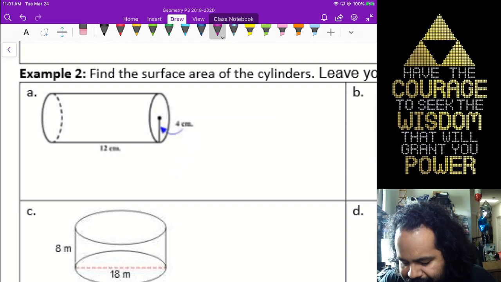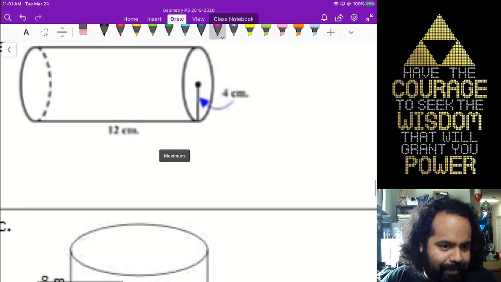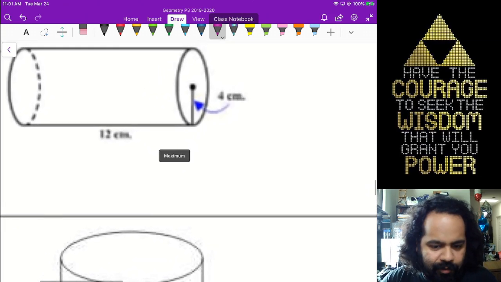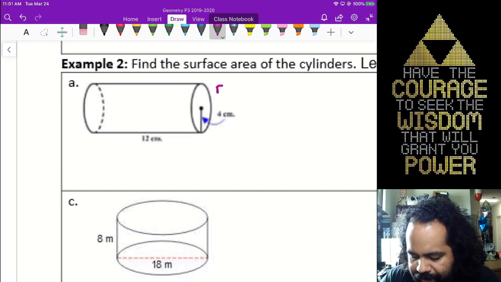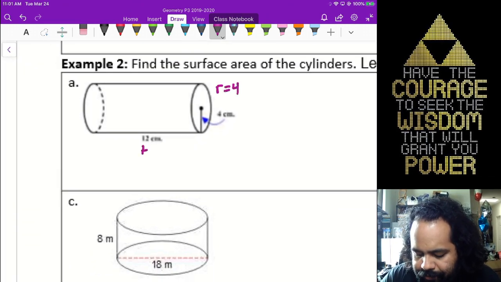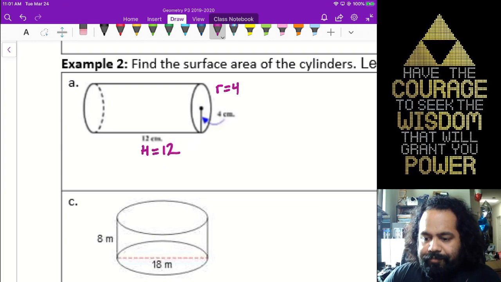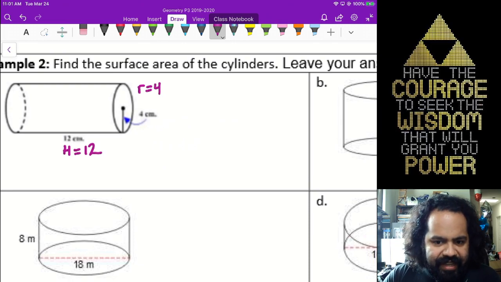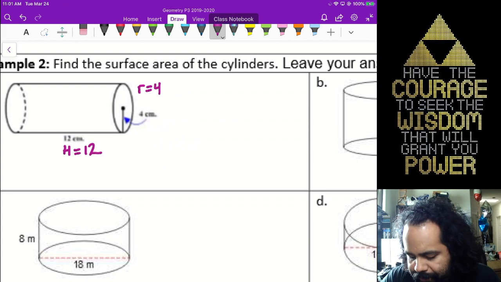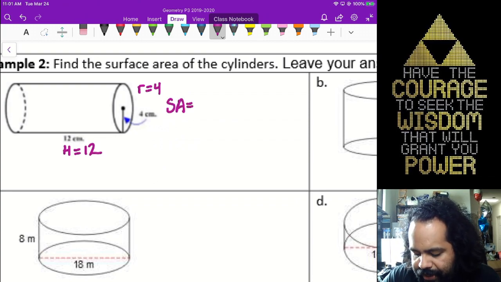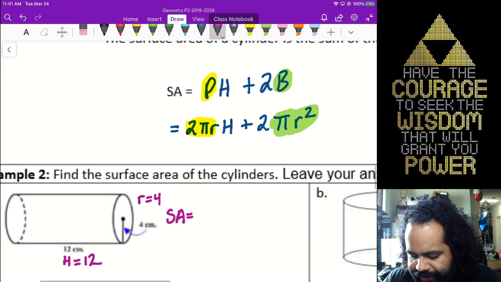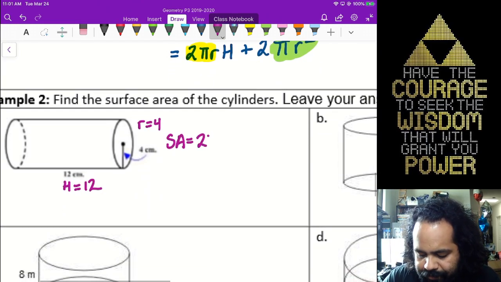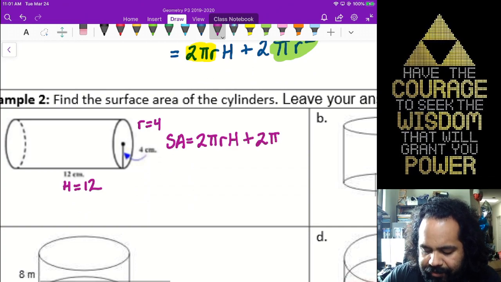Alright. So it's a little hard to read, and I apologize, but that's 4 centimeters right there, and that's 12 centimeters. So my radius is equal to 4. My height is equal to 12. So let's just go for it. I recognize that it's a cylinder, so I'm only going to write my second formula out. So surface area equals, and again, look it up if you have to, 2 pi r h plus 2 pi r squared.